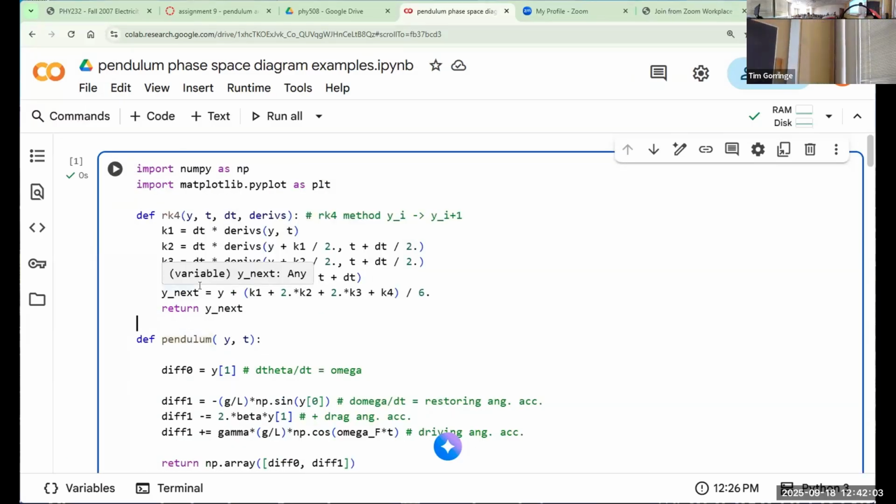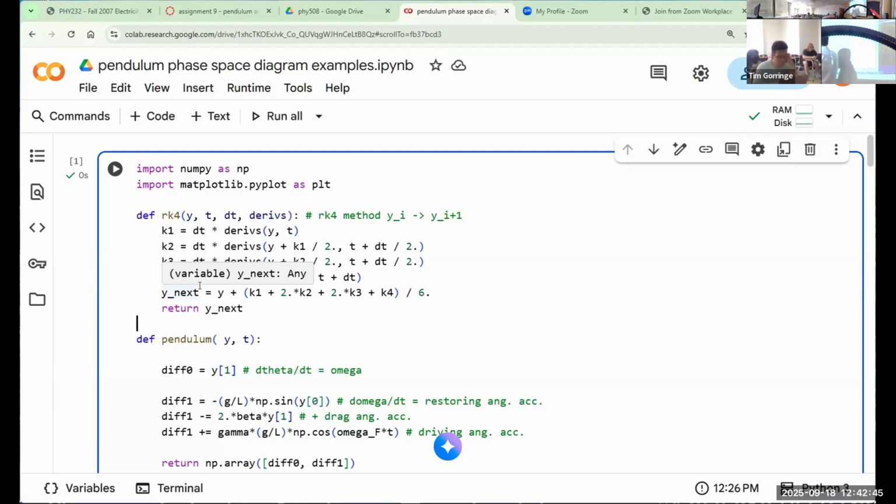Okay, this is the cell where we really define the guts of the code, the two user functions that solve the second order differential equations. So the RK4 method based on fourth order Taylor expansion for solving ordinary differential equations, and then the specification of our differential equation. It's a second order differential equation, but we remember the numerical procedure always breaks it into a pair of first order differential equations.